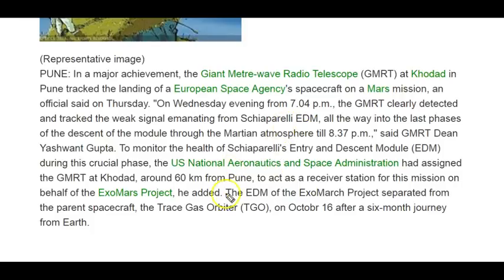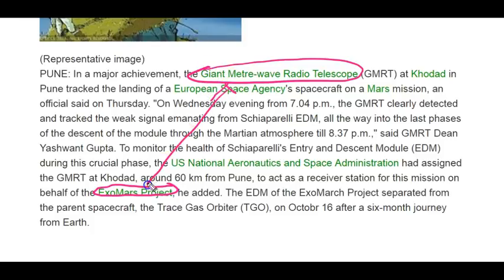So in this background, you have to prepare thoroughly on the ExoMars project and about 100 words on the Giant Meter Wave Radio Telescope. These two areas are important for GS paper 3, within the Science and Technology section.